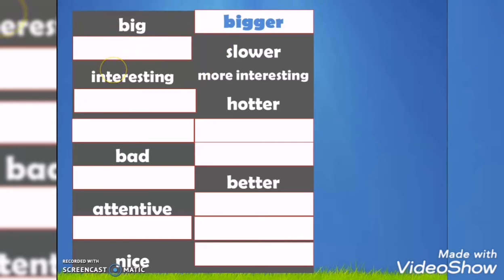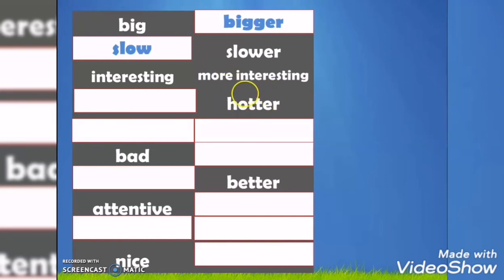Now let's look at the second example. We have slower. We want to change it into the base form. What is the base form of slower? Here we add the er. If we remove the er, it becomes slow. For interesting, because it is made up of more than one syllable, what did I add? I add the word more before the word interesting.